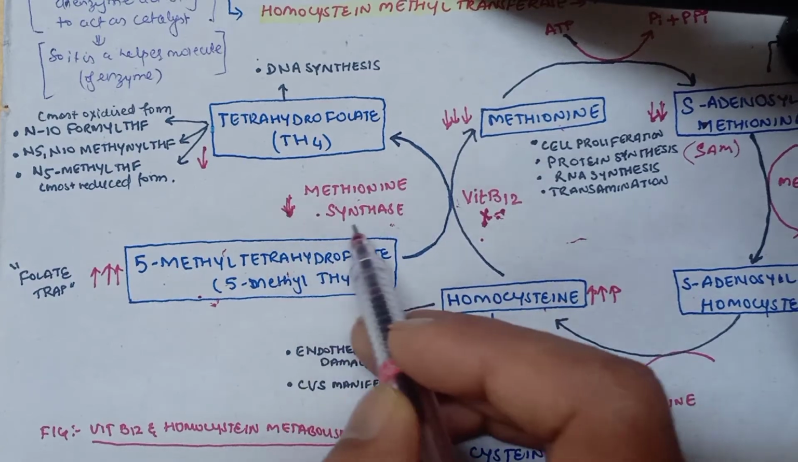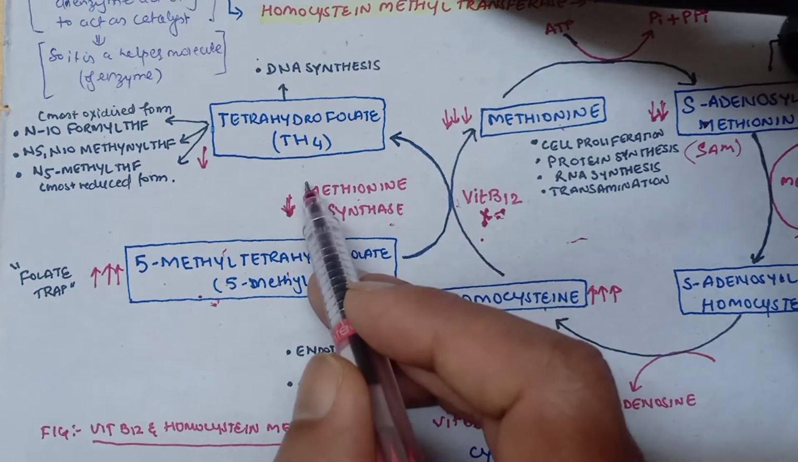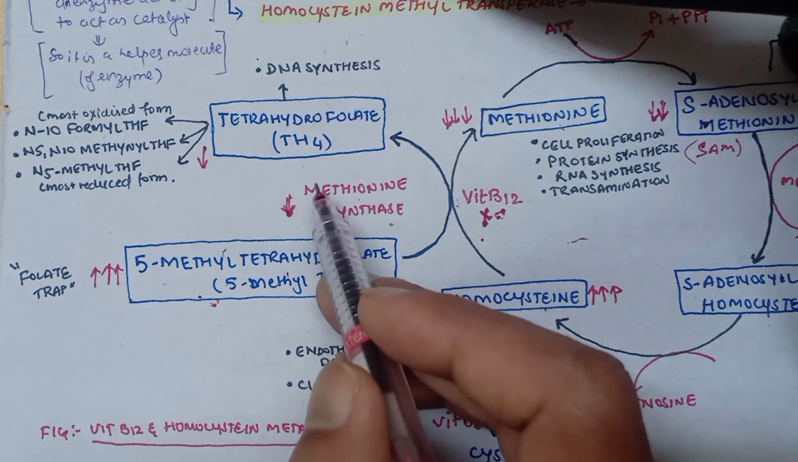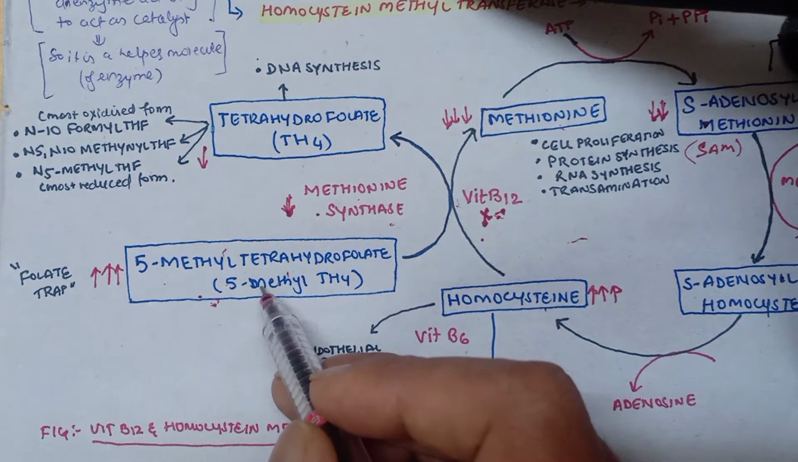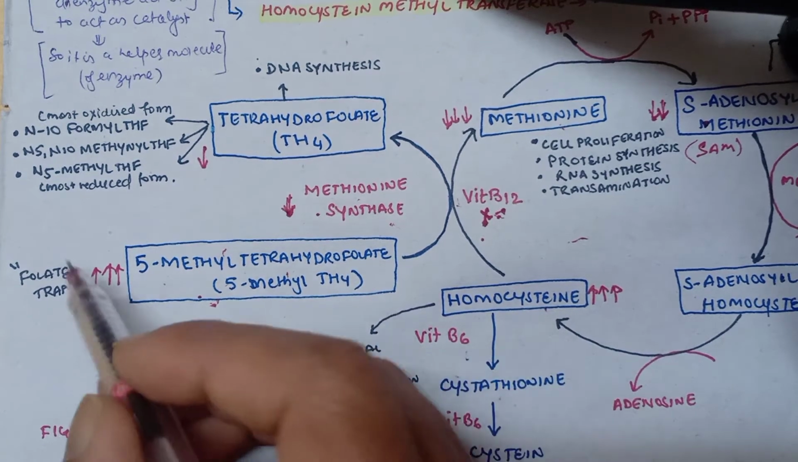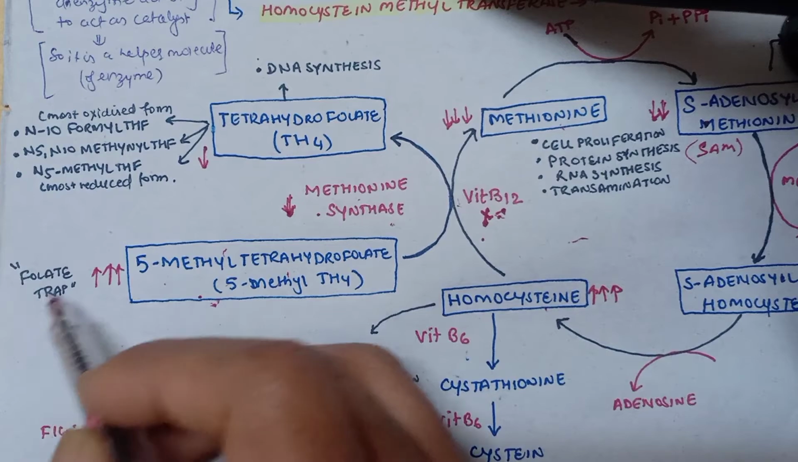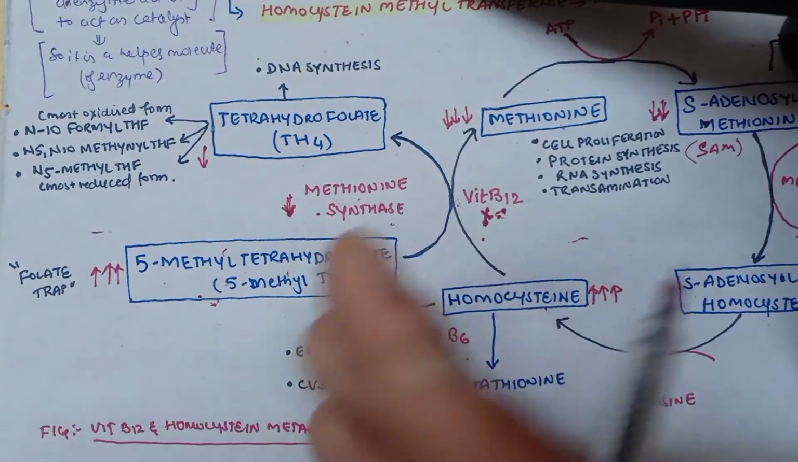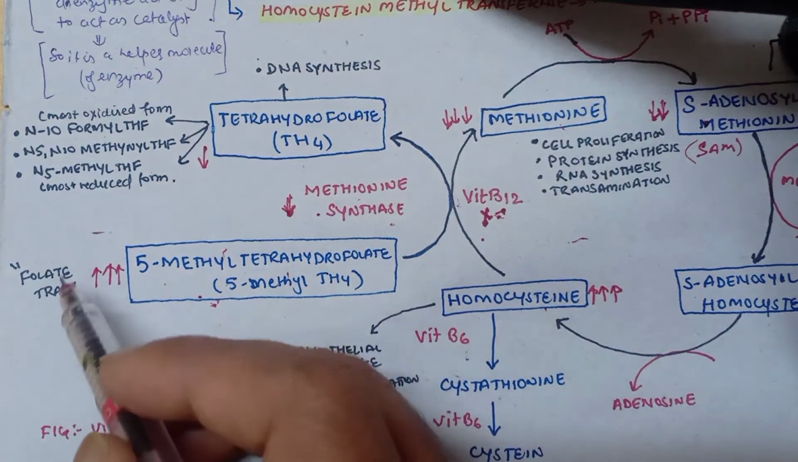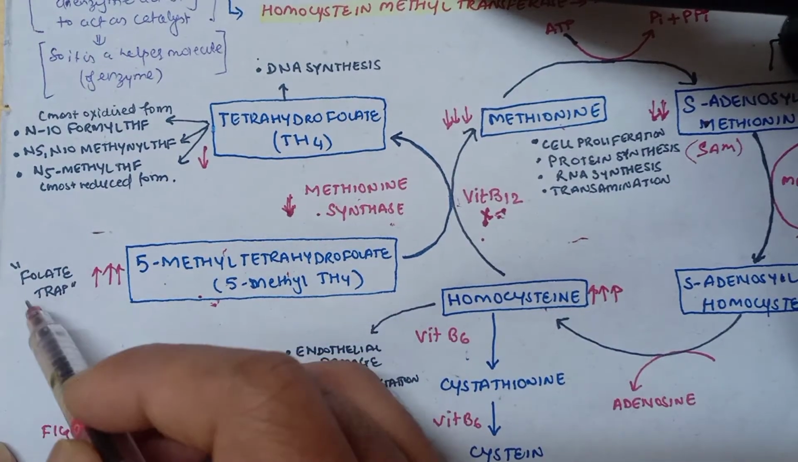Because of the impairment of methionine synthase in vitamin B12 deficiency, this will result in the accumulation of 5-methyl tetrahydrofolate that cannot be used. So this is known as folate trap, where there is functional deficiency of folate secondary to vitamin B12 deficiency. Now we'll talk about the folate trap hypothesis.